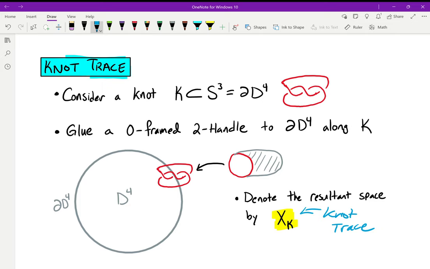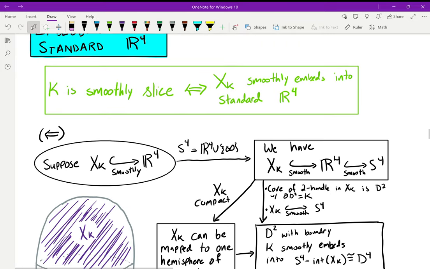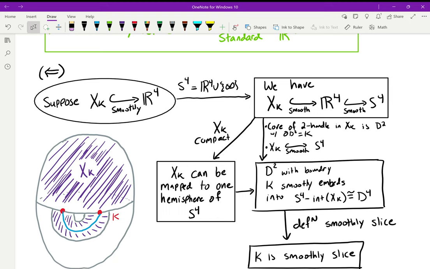And so from there, we're going to look at how these things embed into standard R4. So our first result is that our knot is smoothly slice if and only if its trace smoothly embeds into standard R4. So let's go the reverse direction and suppose that this knot trace embeds smoothly into R4. Well, since S4 is just the one-point compactification of R4, we now have an embedding from our knot trace into S4.